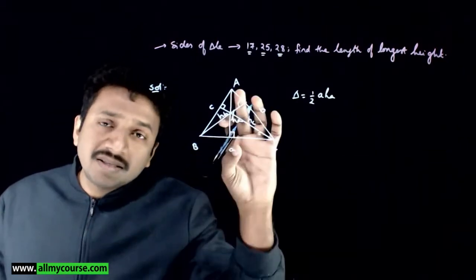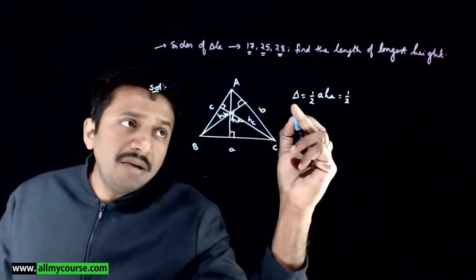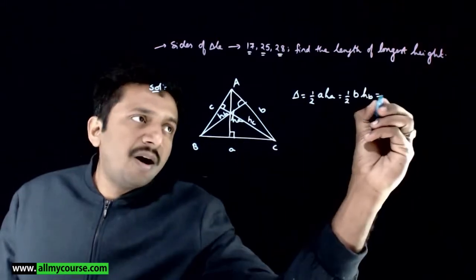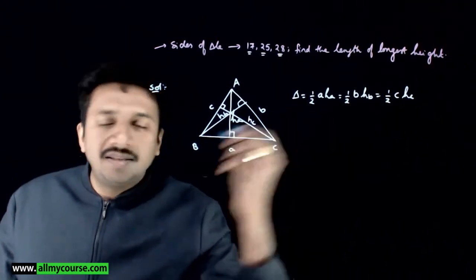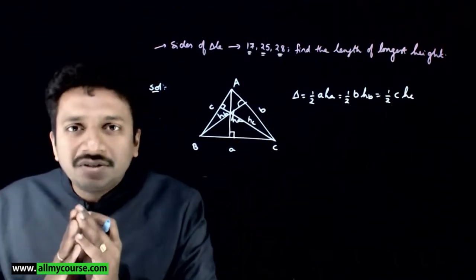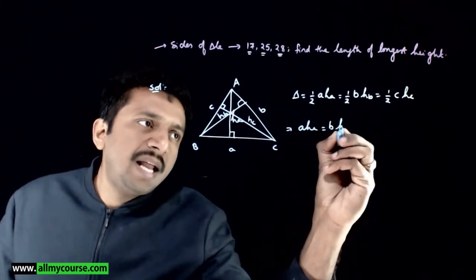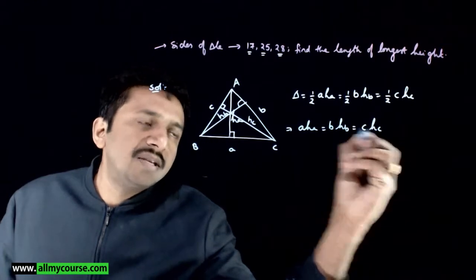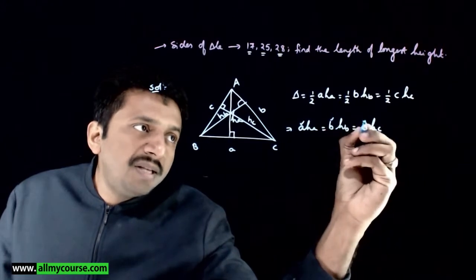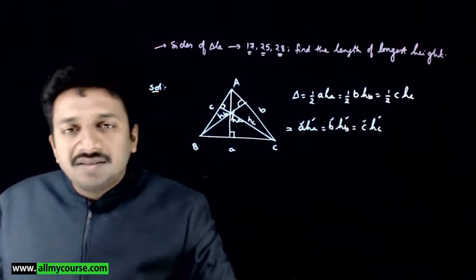If you take a as the base, HA is the corresponding height, or I can also write the value of delta, the area, as half into b times HB, or as half times c times HC. So all these three values have to be the same as the area of the triangle. This implies a times HA should be equal to b times HB is equal to c times HC. That means the ratio of a, b, c is inverse to the ratio of HA, HB and HC.